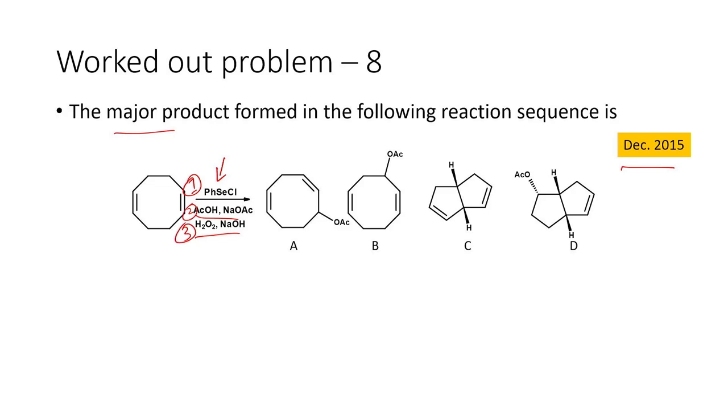We are given cyclooctadiene as the starting material, and this is converted into 4 different options as shown here. Option A has the introduction of an OAc group, because we are using acetic acid and sodium acetate. So obviously, people may think, oh, the acetate group can be easily introduced because we have a double bond. The only thing is there is a shift of the double bond, an isomerization of the double bond. So this is one of the products.